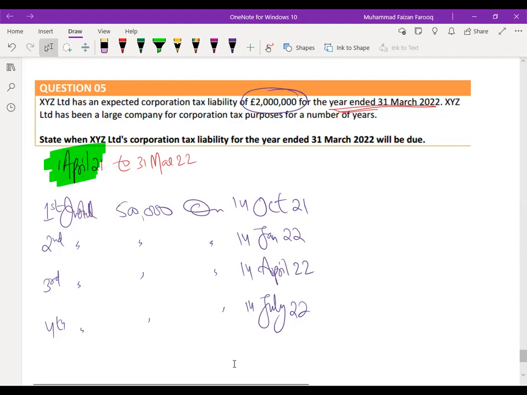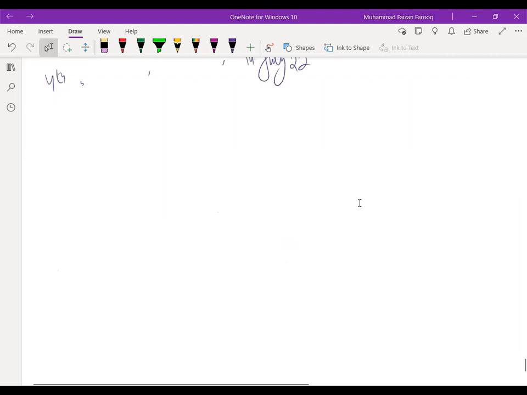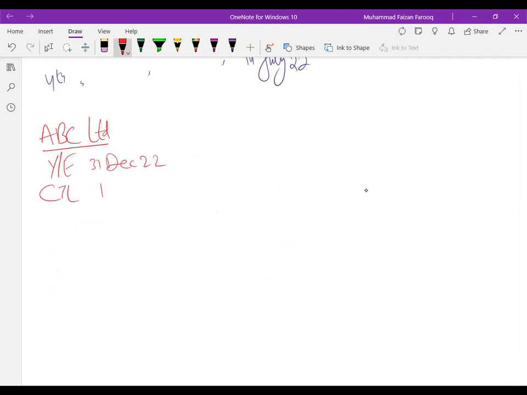Yes, Usma. Any questions? No questions. Now I will write a small example. I need you to tell me the answer. If I say, ABC Limited. This is the question. Year end is 31st December 22. Corporation tax liability is 100,000.